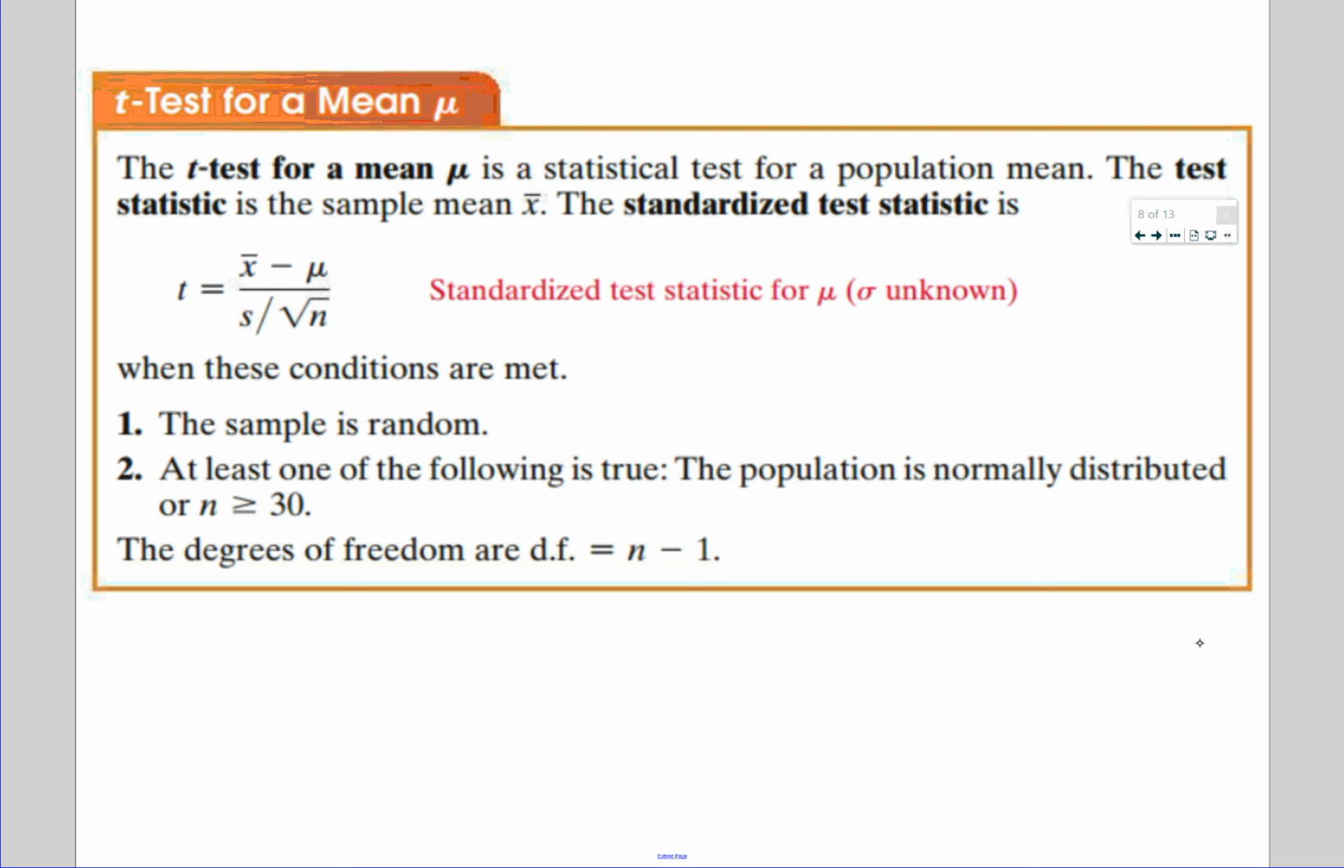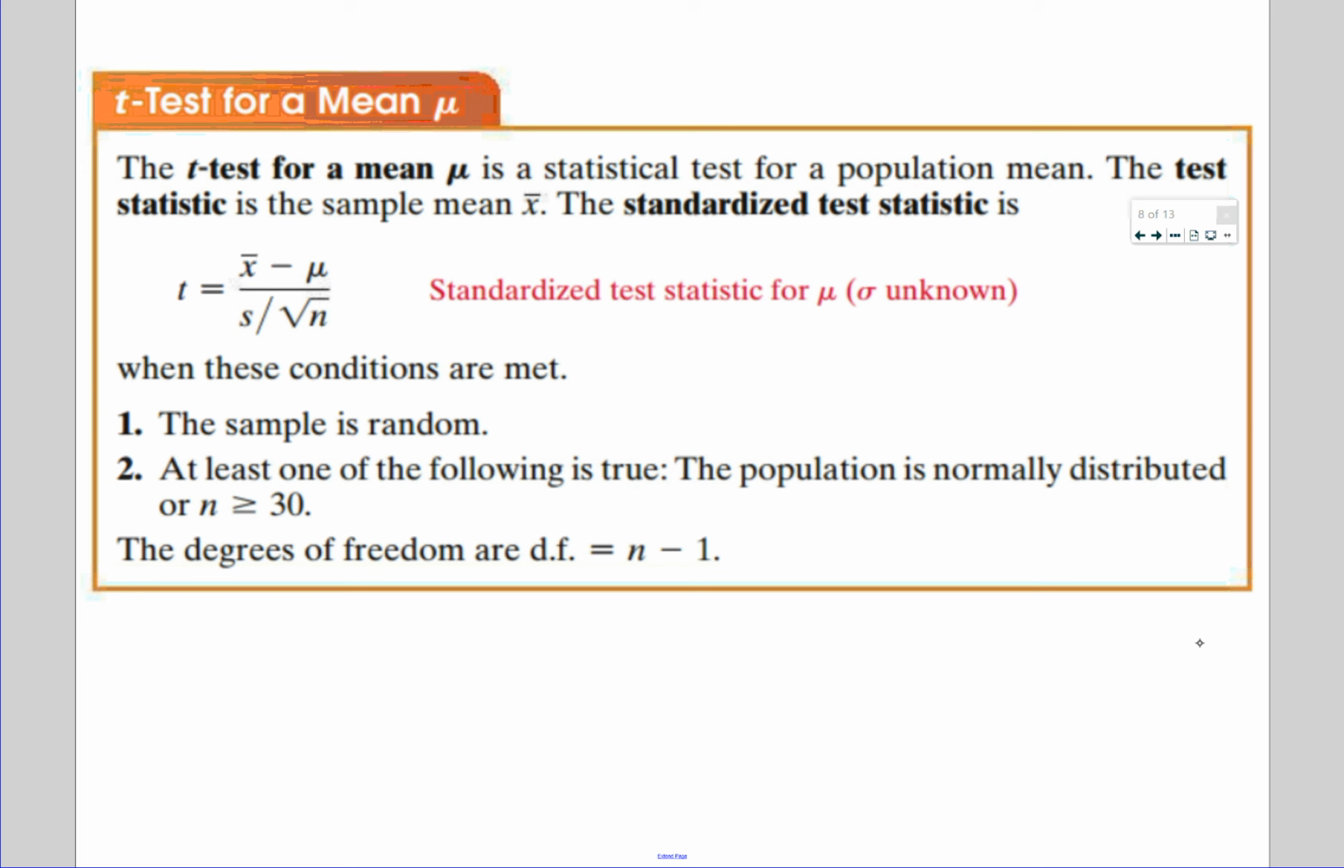We talked about the t distribution and finding the critical values on the chart. So today we're going to put that together with the test statistic for t. We used this formula in the past when we were calculating a t value, and then we used it for our critical values and our confidence intervals, things like that.